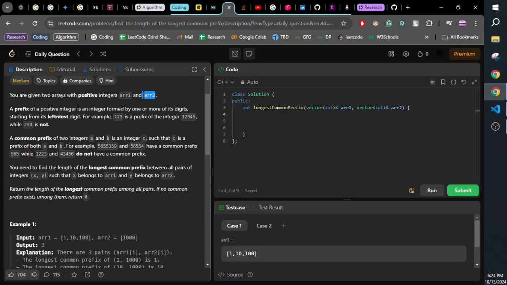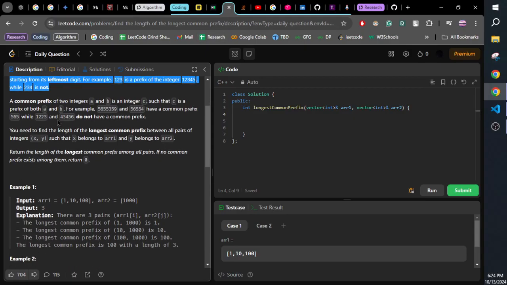A prefix of a positive integer is an integer formed by one or more of its digits, starting from its leftmost digit. For example, 123 is a prefix of the integer 12345, while 234 is not. So basically they are giving us the definition of a prefix. We all know that a common prefix of two integers a and b is an integer c such that c is a prefix of both a and b.